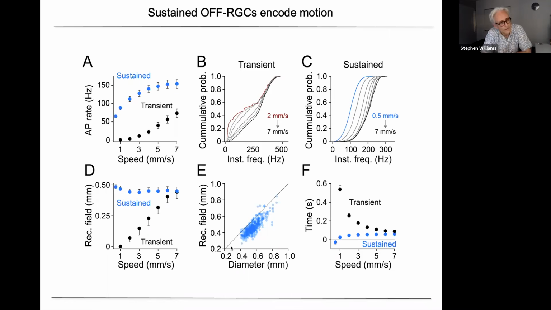Also, the receptive field is highly correlated with the dendritic diameter, indicating they seem to fire as soon as a light stimulus enters the receptive field. And that's shown here, where time zero represents the time as light enters the dendritic tree, and the sustained cells basically start firing as soon as the light stimulus enters the dendritic tree, whereas transient cells either don't fire or fire very late as the stimulus moves across their more elaborated dendritic arbors.